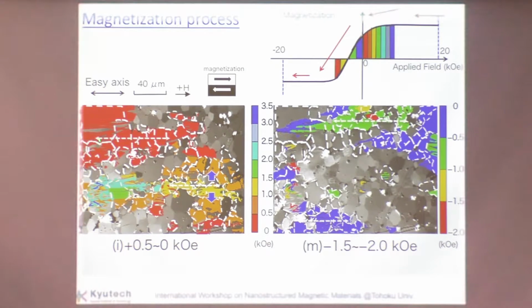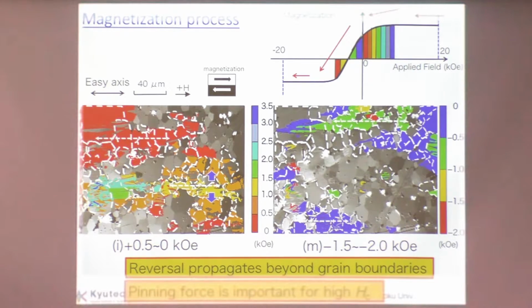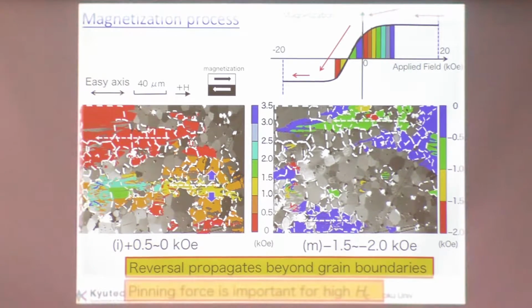Okay, the broken line shows the grain boundary of this magnet. So you can see the simultaneous magnetization reversal beyond the grain boundaries, and the propagation along the easy axis direction can be seen. By this figure, reversal propagates beyond the grain boundaries, so the pinning force at the grain boundary is very important for a high coercivity magnet, by the observation result using the Kerr microscope.